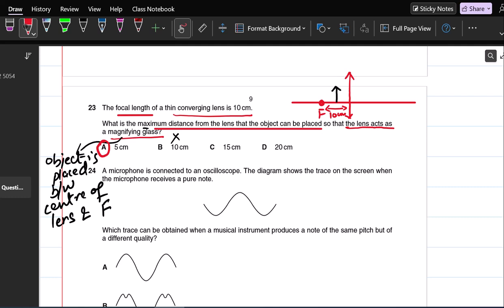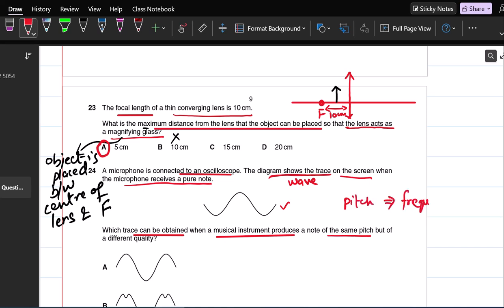So moving to question number 24. A microphone is connected to an oscilloscope. The diagram shows the trace. Trace means the wave on the screen when the microphone receives a pure note. So here we have a wave. Which trace can be obtained when a musical instrument produces a note of the same pitch? Same pitch. Pitch means frequency. Pitch is directly proportional to frequency. Same pitch means frequency is not changed. It remains constant.